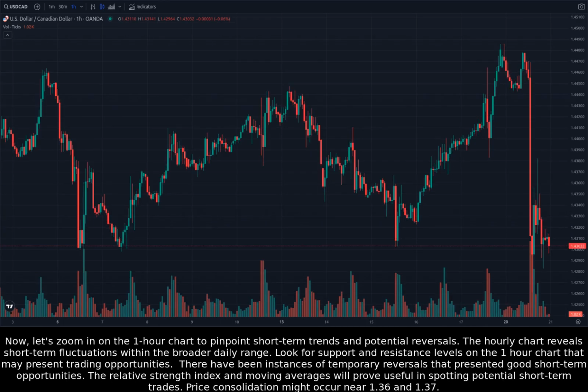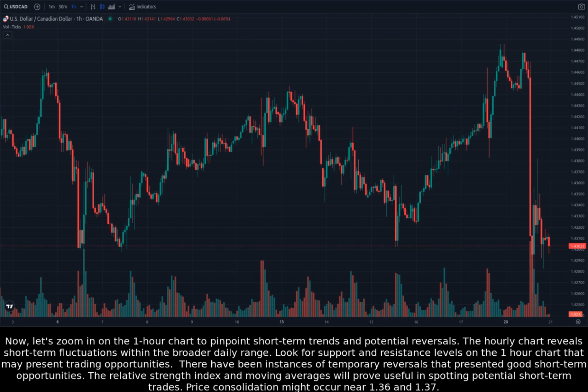Now, let's zoom in on the 1-hour chart to pinpoint short-term trends and potential reversals. The hourly chart reveals short-term fluctuations within the broader daily range. Look for support and resistance levels on the 1-hour chart that may present trading opportunities.